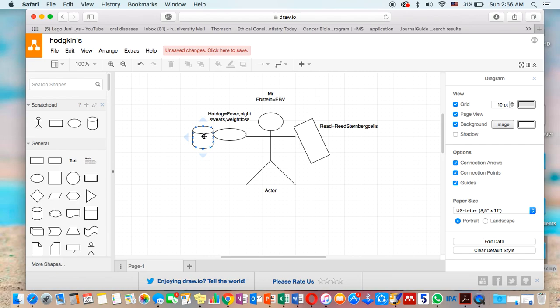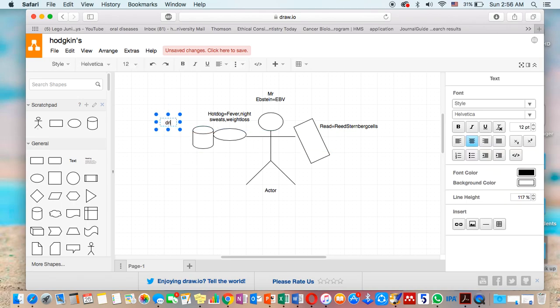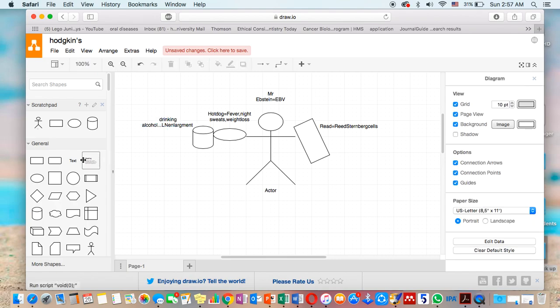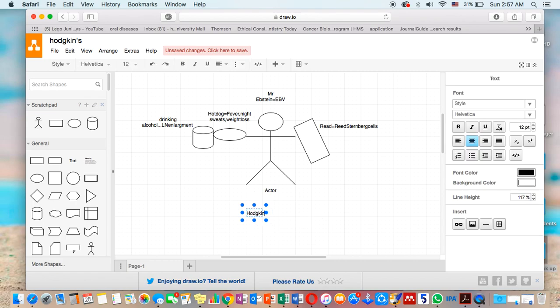Okay, and this is, let's imagine this is alcohol. So, drinking alcohol causes lymph node enlargement. And this is Hodgkin lymphoma mnemonics. Thank you.